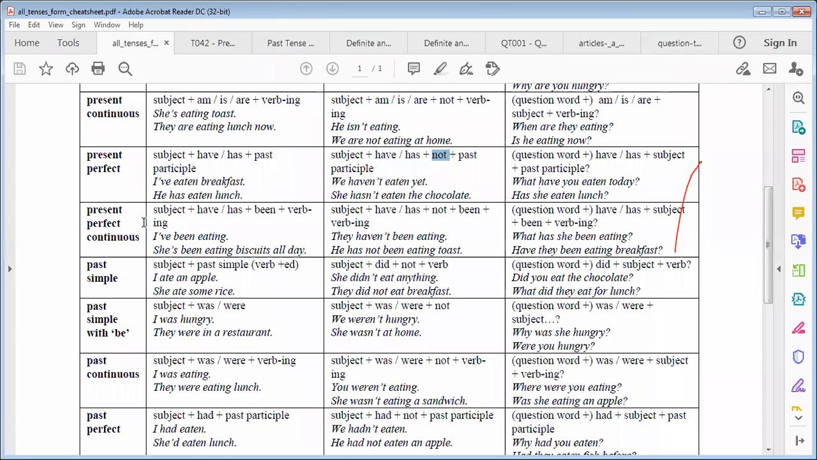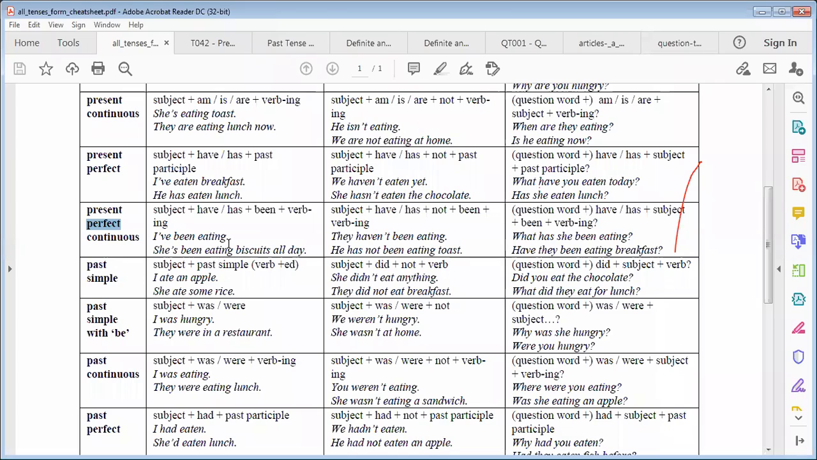Again, the sentence structure for present perfect continuous is subject plus has or have plus been plus verb plus ing. Has or have because it's a present tense. Been represents the perfect aspect of the tense. Been is a past participle of to be verb. And then you have verb plus ing showing continuity of the action. So I have been eating. She has been eating biscuits all day.